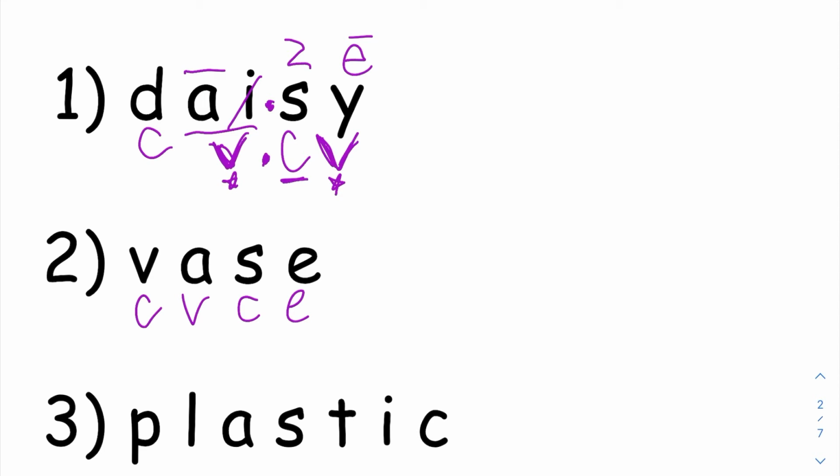Consonant, vowel, consonant, E. E makes the A say A. Cross off the silent E once again. The S is in between two vowels, so our word is vase.